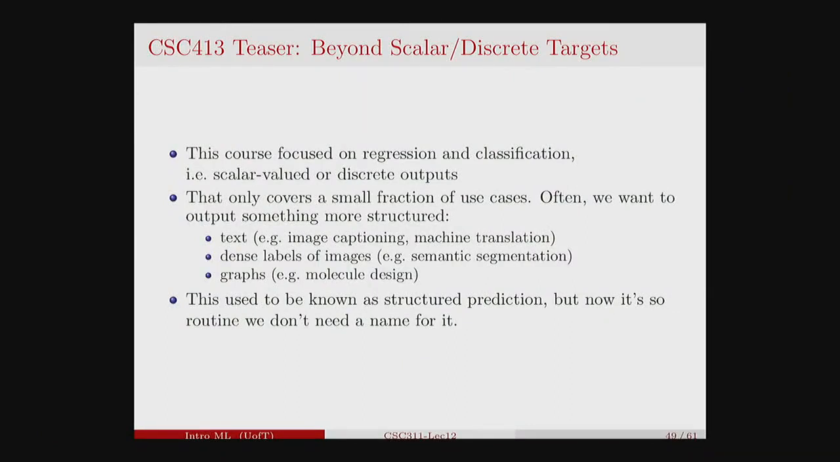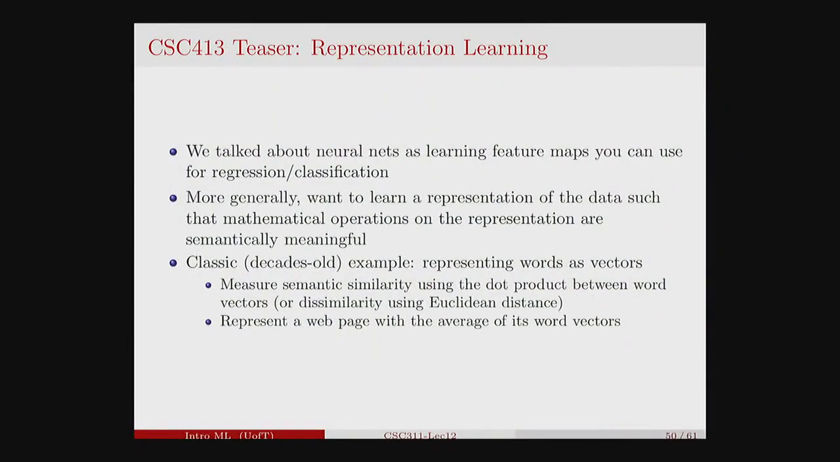And so here we focused on scalar valued outputs like class identity and regression, and in 413 you'll start experimenting with much richer outputs. So things like text, or how do you create models that generate images correctly? This used to be known as structured prediction, but now it's pretty routine, so we don't need a special name for it because we use the same underlying structures like neural networks in order to be able to solve these problems. And here we talked about neural nets as learning feature maps.